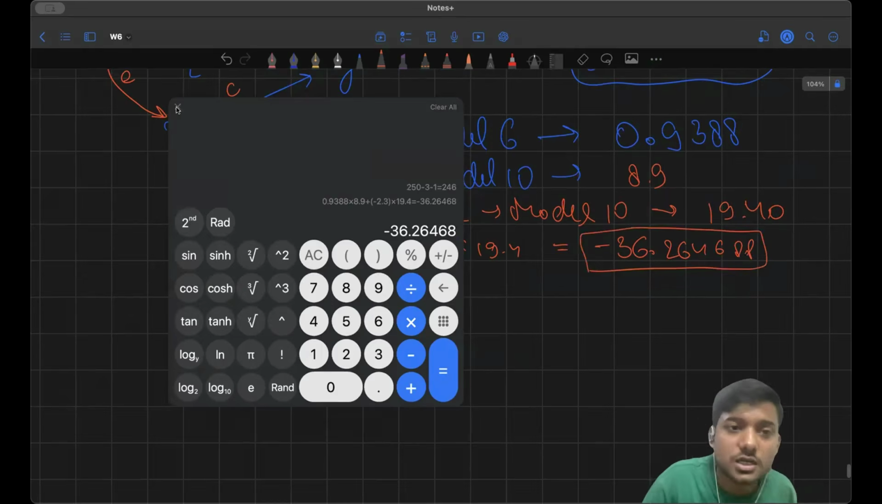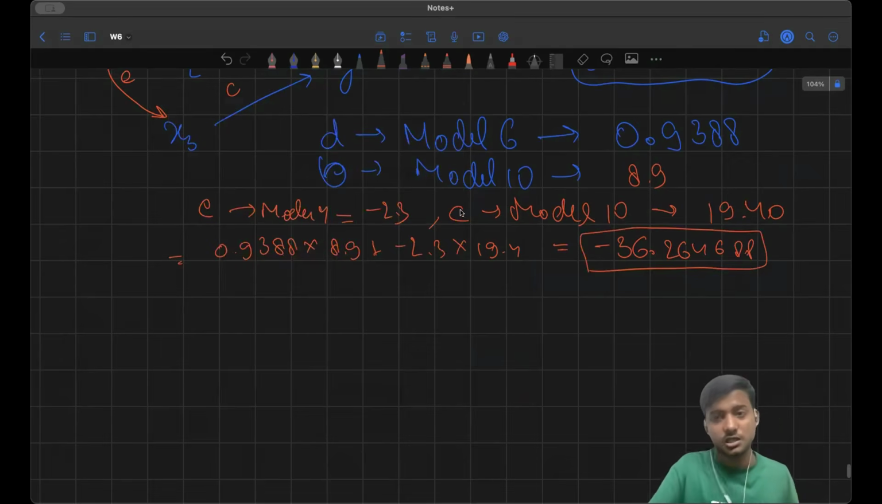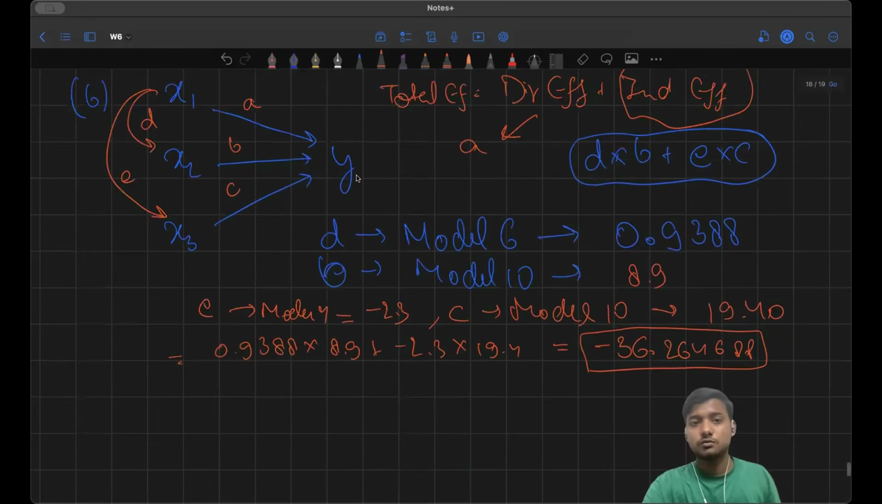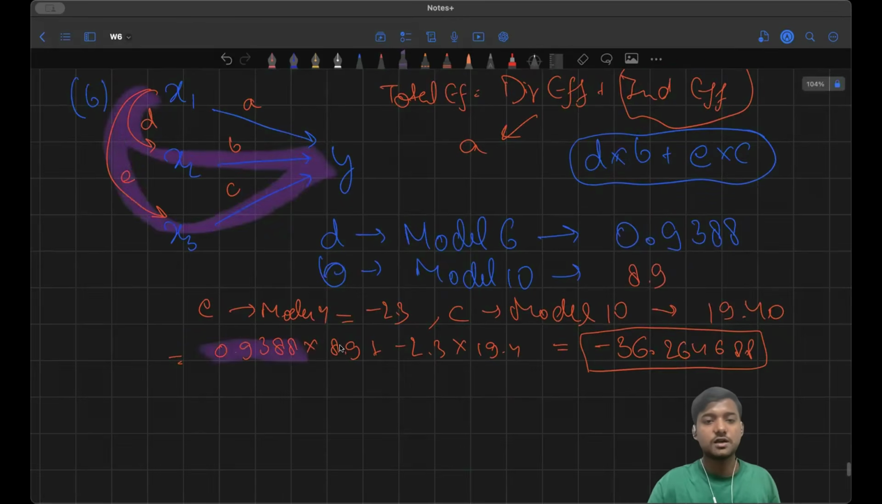So this is the total indirect effect of your mileage. That means if I change mileage by 1 unit, this is the change happening in my sales indirectly, right? So direct effect is something else. This is the indirect effect, basically this part, this to this, and this to this. So this is your indirect effect.